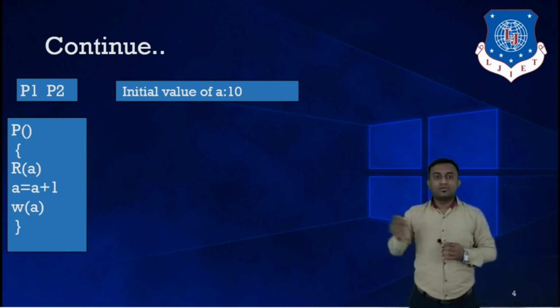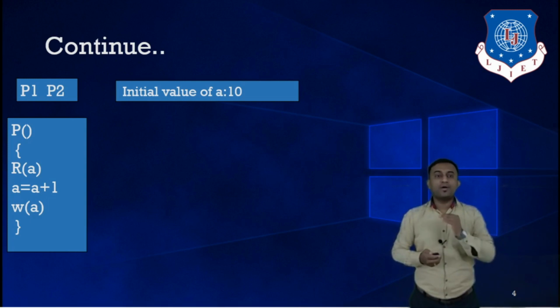Okay, so consider this set of code in this particular program. A is nothing but a shared resource, and the initial value of A is 10. The processes P1 and P2 want to access this set of code for their own purposes. So what will happen in this case? Suppose P1 and P2 execute in this order, in which P1 is followed by P2.